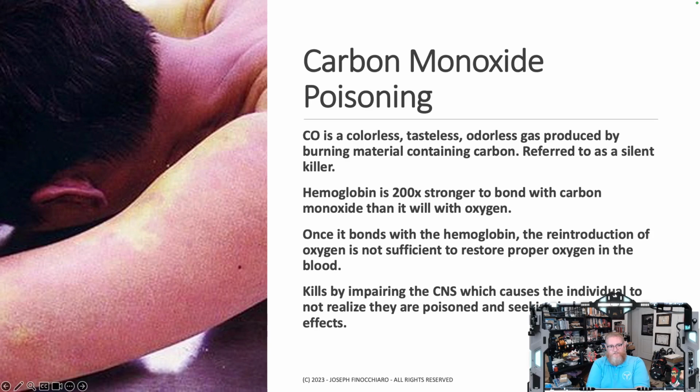Carbon monoxide poisoning. Carbon monoxide is a colorless, tasteless, odorless gas produced by burning material containing carbon, referred to as the silent killer. Hemoglobin is 200 times stronger to bond with carbon monoxide than it will with oxygen. Once it bonds with hemoglobin, the reintroduction of oxygen is not sufficient to restore proper oxygen in the blood. This kills you by impairing your central nervous system, which causes the individual to not realize they are poisoned and seek help from its effects.